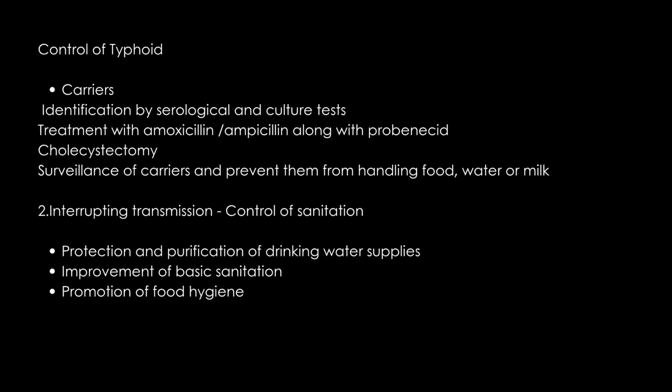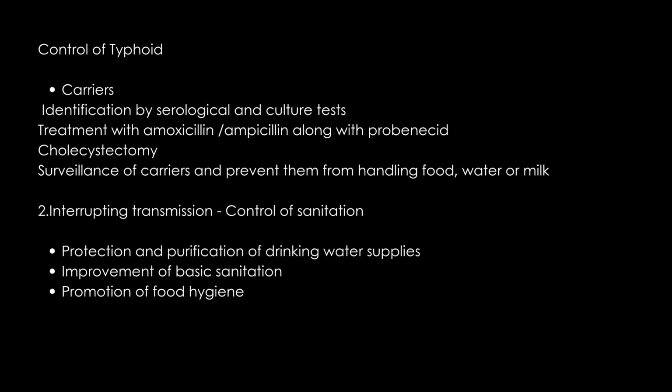Now about carriers, we need to first identify them through serological and culture tests. They are treated with amoxicillin or ampicillin along with probenecid. Sometimes if the bacteria are harbored in the gallbladder, cholecystectomy is needed. Carriers should always be under surveillance and strictly not allowed to handle food, milk, water.